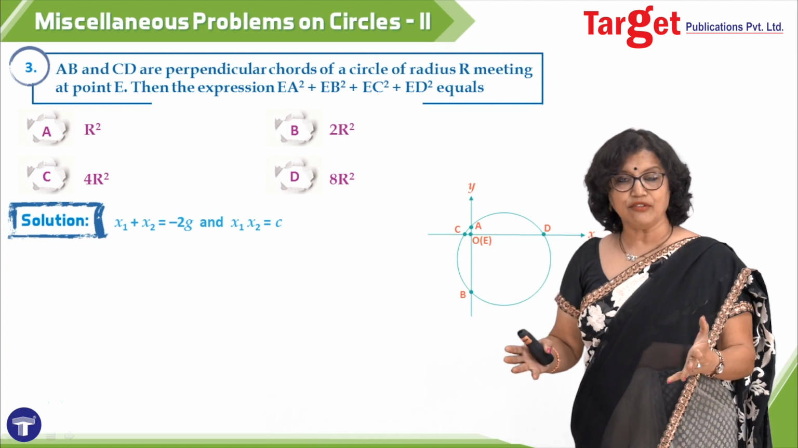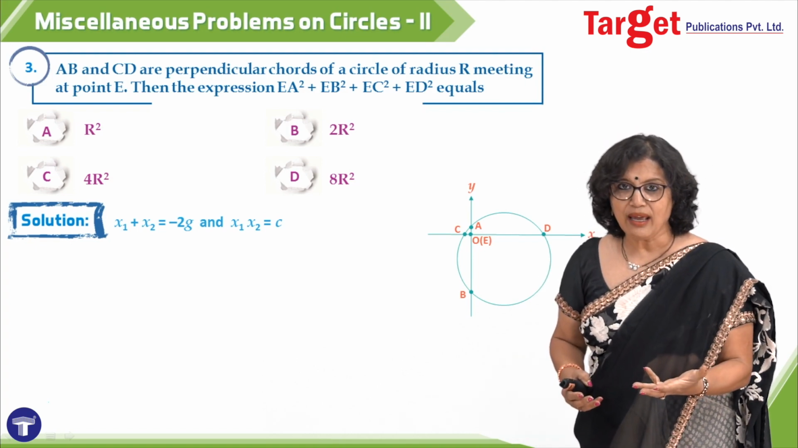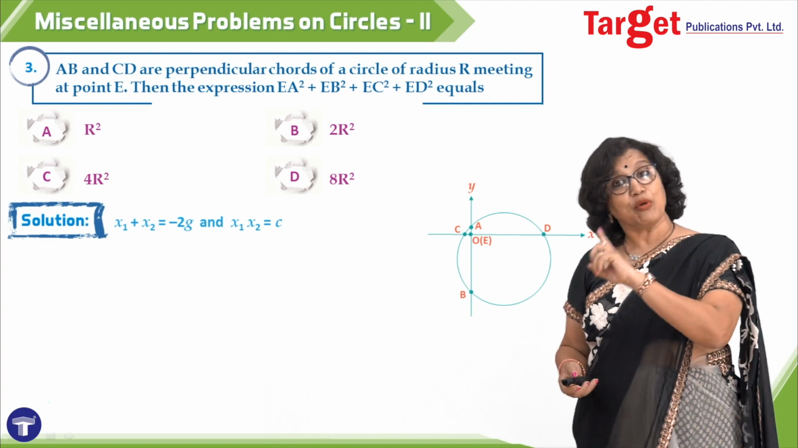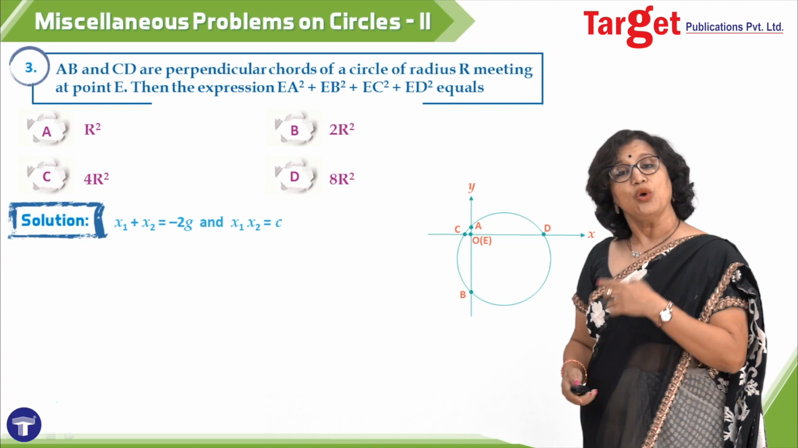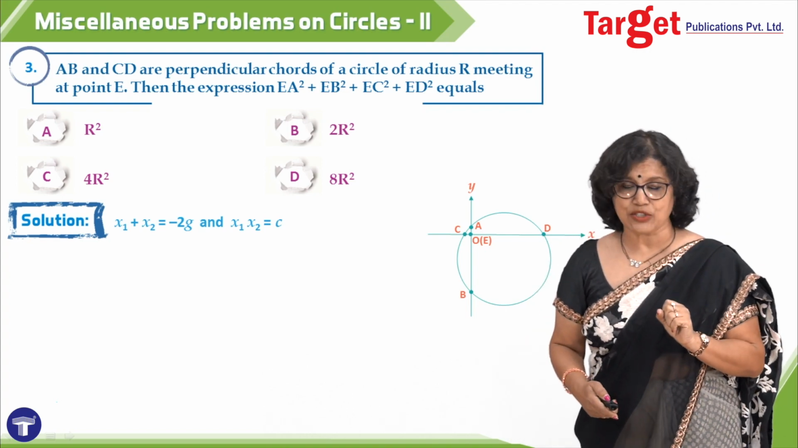If you have not done it in the form of a formula, at least you can understand what would be (x1 + x2) whole square. It will contain x1 square plus x2 square, isn't it? And from there, I can remove x1x2, since x1x2 is already given to me. So this I am going to use for finding x1 square plus x2 square, correct?